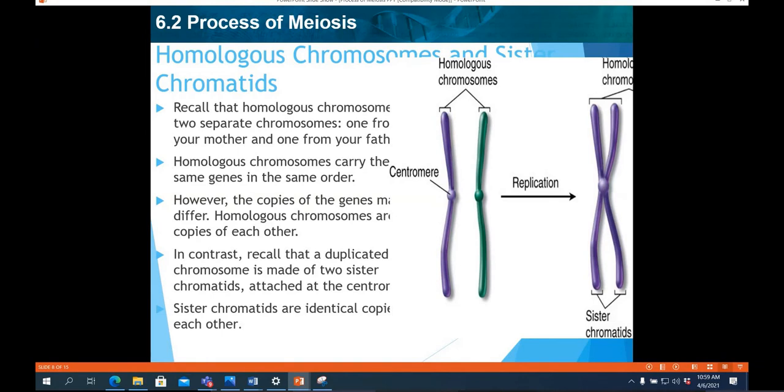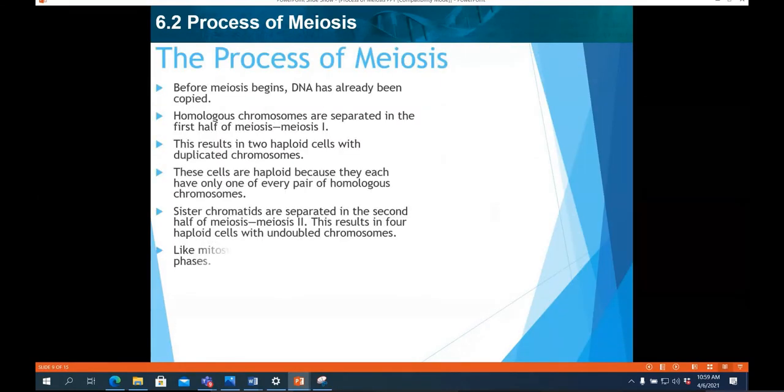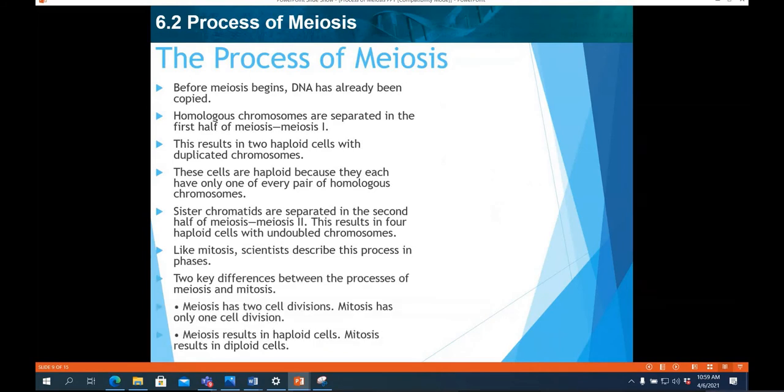Perfect. Thank you so much, Lana. So here the sister chromatids are exactly identical copies of each other if you separate them at the centromere like this. Whereas the homologous chromosomes, though they are similar in shape and structure, are not identical copies of each other. All right, so let's discuss the process of meiosis in 4 phases now.